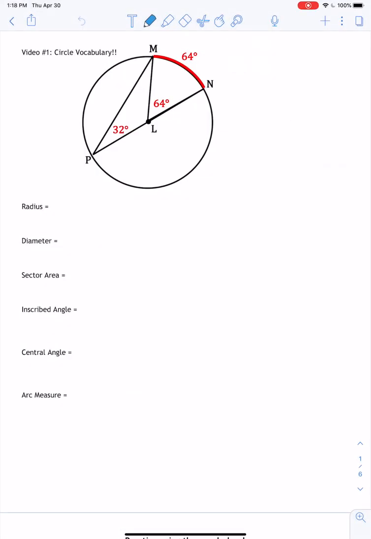Hello geometry students. This week we're going to learn a little bit more circle vocabulary, and then in the next two videos I'll teach you how to set up equations and solve for missing information with these new vocab words. So first, just a little bit of review.